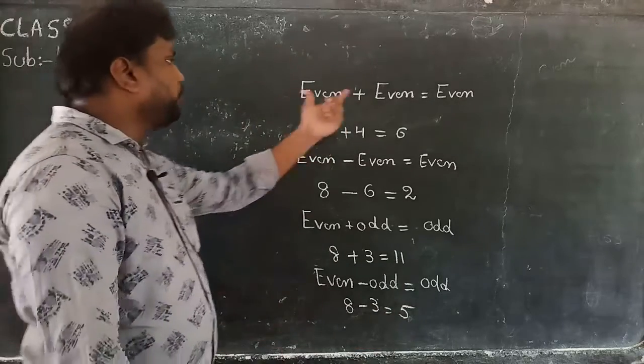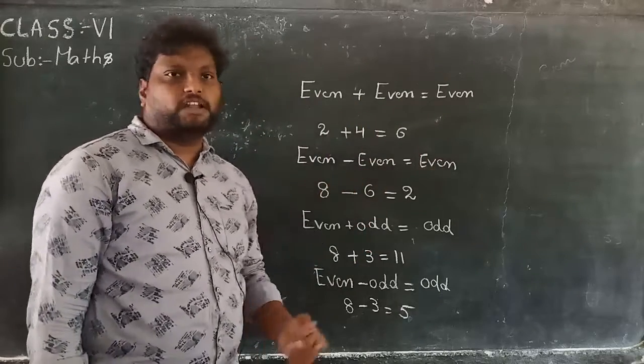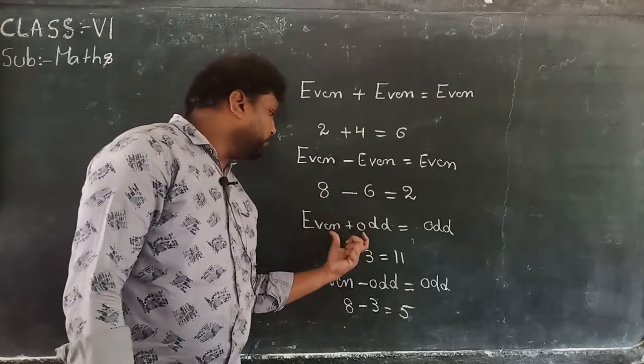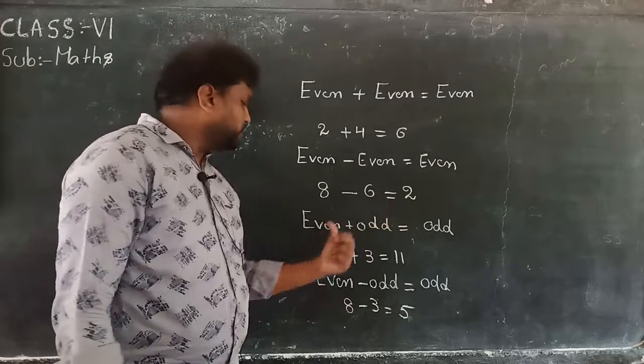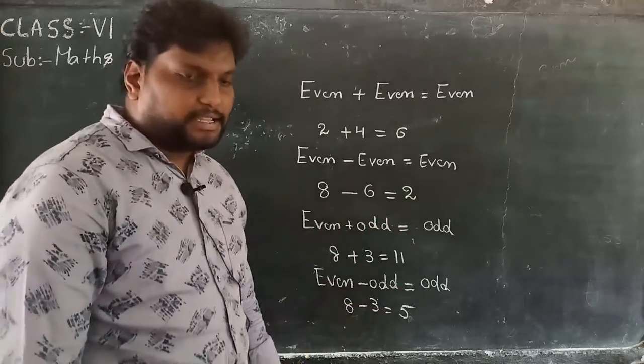Okay, the sum of two even numbers is an even number. The difference of two even numbers is also an even number. The sum of one even number and one odd number is an odd number. The difference of one even number and one odd number is also an odd number. Like that.